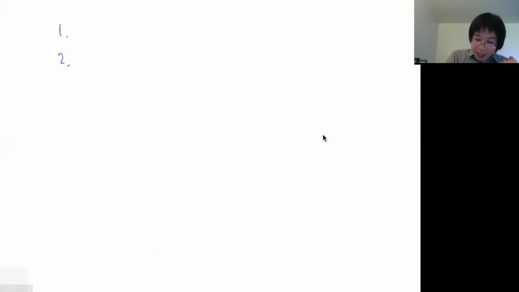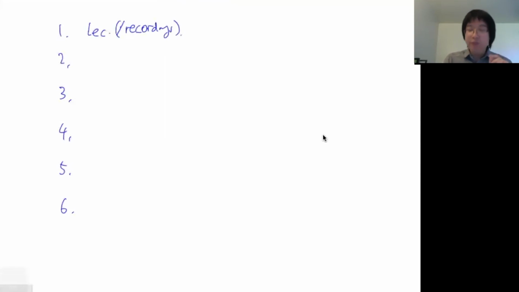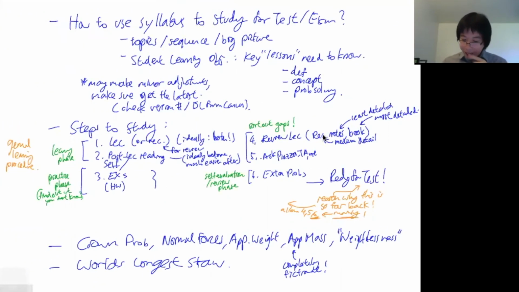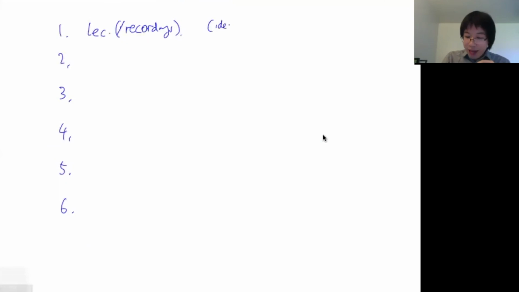All right, so the steps to study: I will break it down into 6 steps. The first step is come to lectures. I know there are some constraints, some people cannot make it, right? Then the next best thing is watch the recordings. That gives you the first pass of your knowledge, okay? Ideally both. If you come to lecture, use the recording as a review, okay?